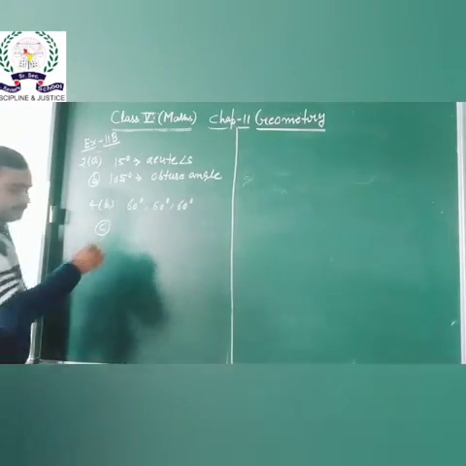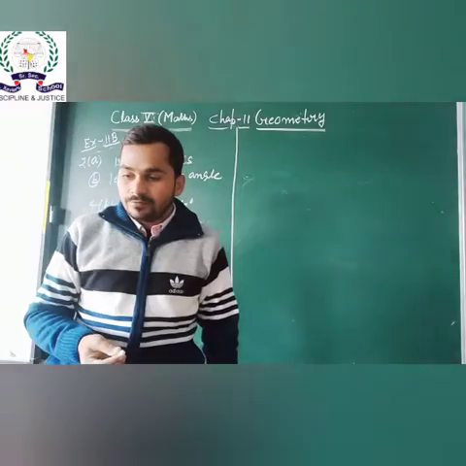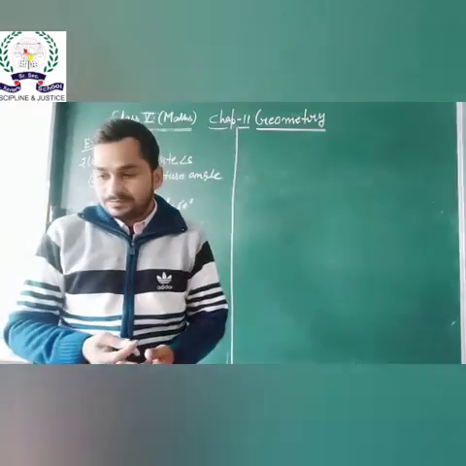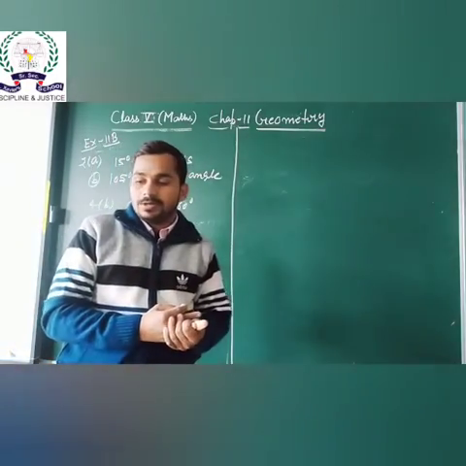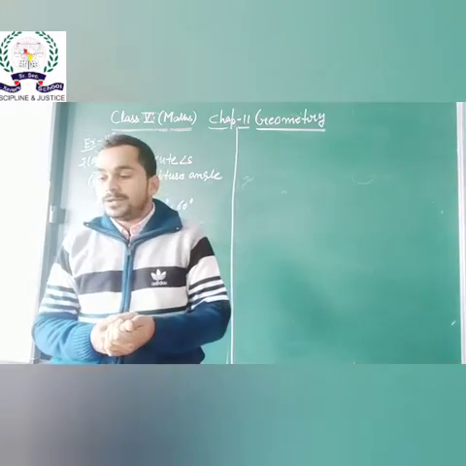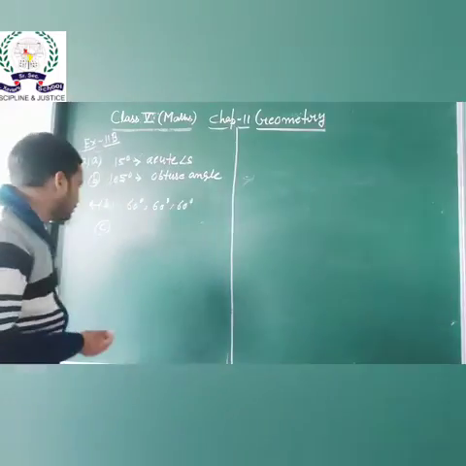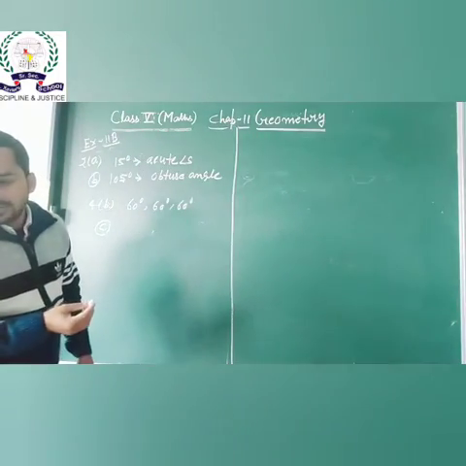The C part: two angles, one obtuse and one reflex. The condition is given: one angle should be obtuse and the other reflex. On adding them, we get a complete angle. One obtuse and one reflex.